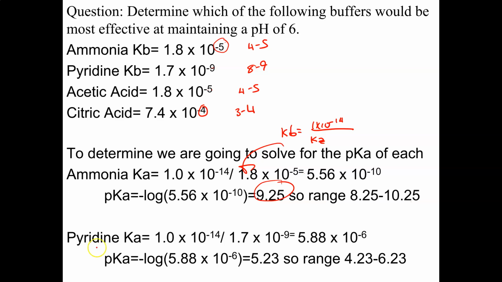All right, for the second one, for pyridine, same thing, did the more complicated way. You get 5.23, so the range between 4 and 6. You can kind of see that's the answer already, right? Because you want around 6. But we're going to have to calculate for that one just to make sure. So we're going to do that.